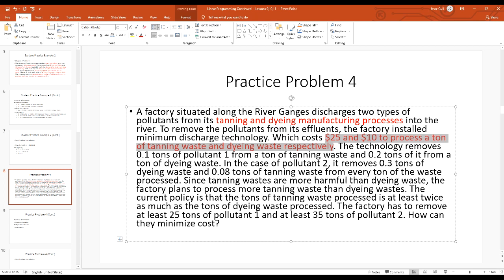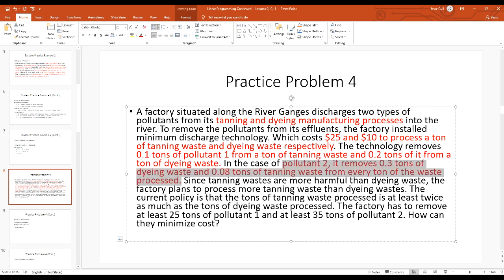The technology removes 0.1 tons of pollutant 1 from a ton of tanning waste and 0.0 tons of pollutant 1 from a ton of dyeing waste. So we now know from tanning and dyeing, it's removing both pollutant 1. In terms of pollutant 2, it removes 0.3 tons of dyeing waste and 0.8 tons of tanning waste from every ton of waste processed.